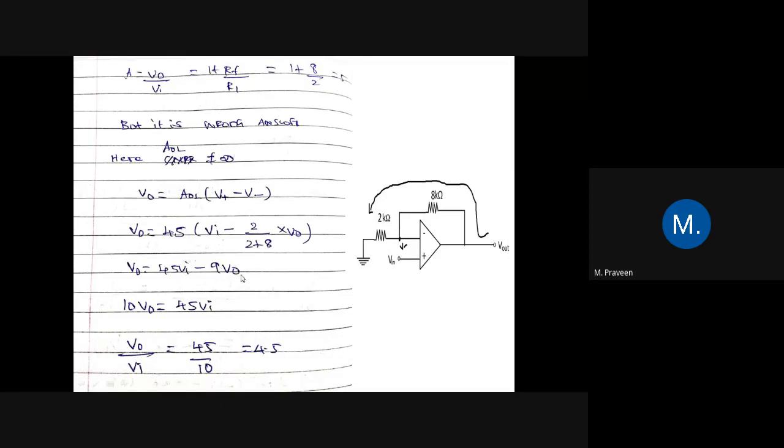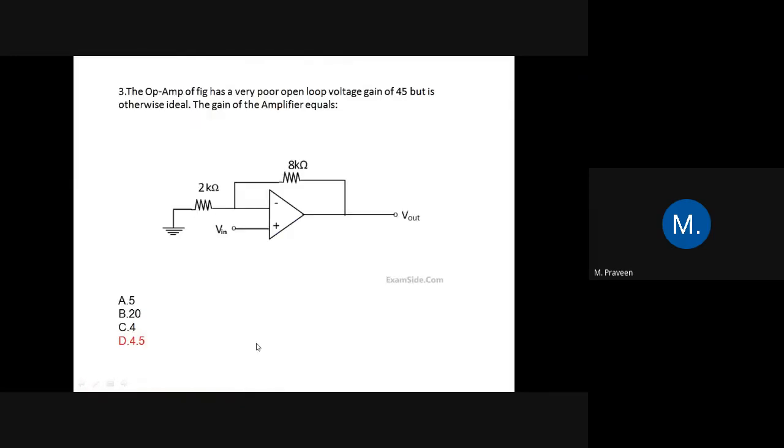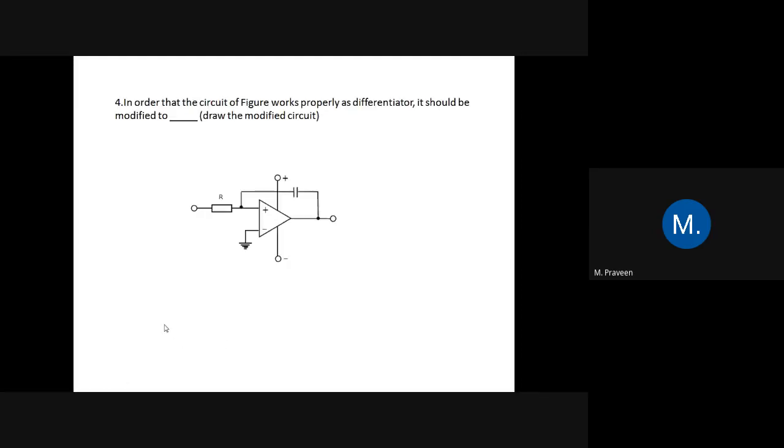So now V naught and V naught will become 10 V naught, which is equal to 45 VI. So now we can write V naught divided by VI, which is equal to 45 divided by 10, which is 4.5. Okay, so the answer for the question is 4.5. Let's move on to the next question.